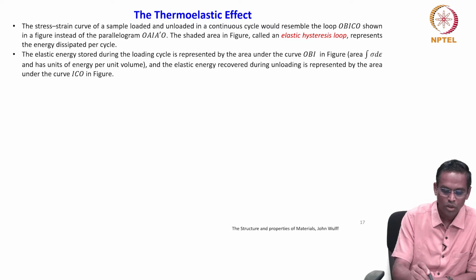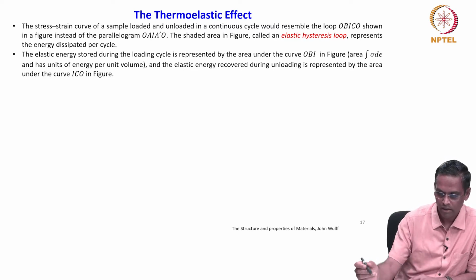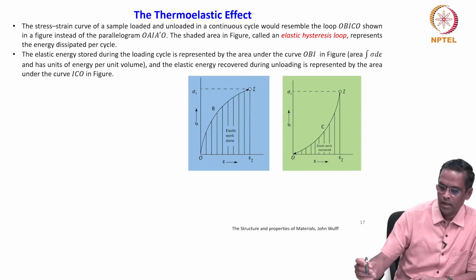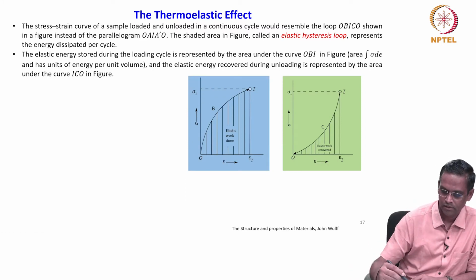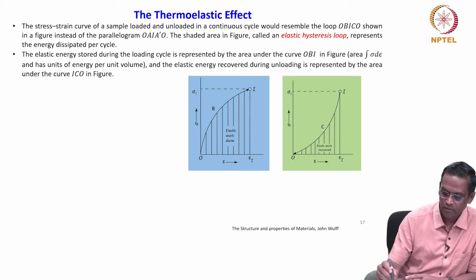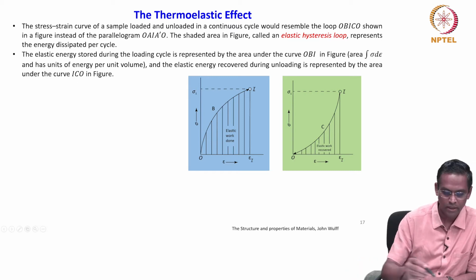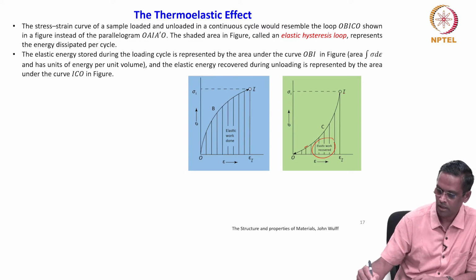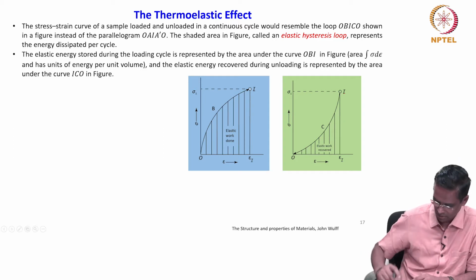The elastic energy stored during the loading cycle is represented by the area under OBI. This is one way of looking at it. So, OBI, this is an area, elastic work done, and this is nothing but integral sigma dE, and has the unit of energy per unit volume. The energy recovered during unloading is represented by the area under ICO. So, this area, work recovered. So, this minus this will give what?